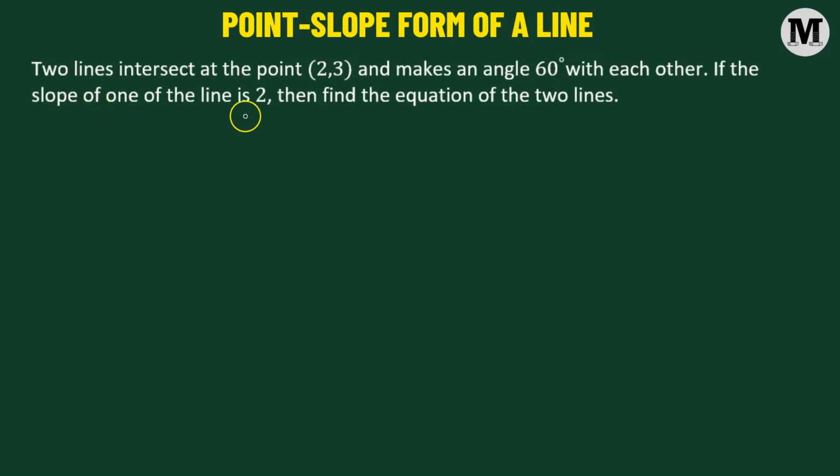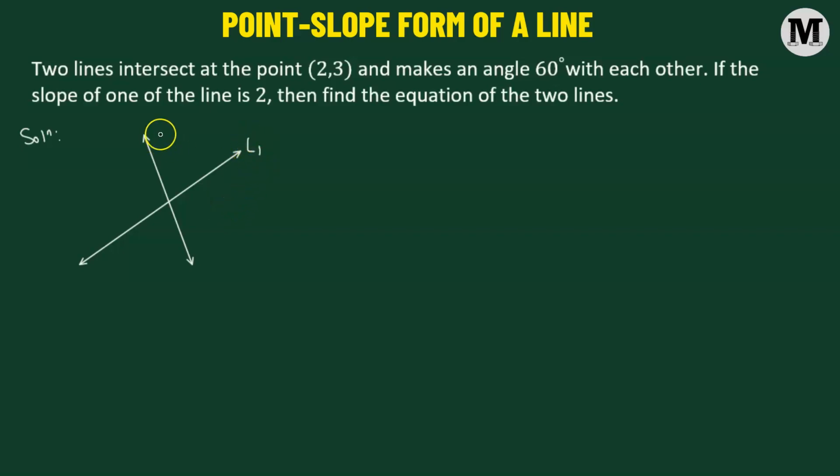Two lines intersect each other at the point (2, 3), and both of them make an angle of 60 degrees with each other. If the slope of one of the lines is 2, then find the equation of the two lines. Let us begin. So here we have two lines.